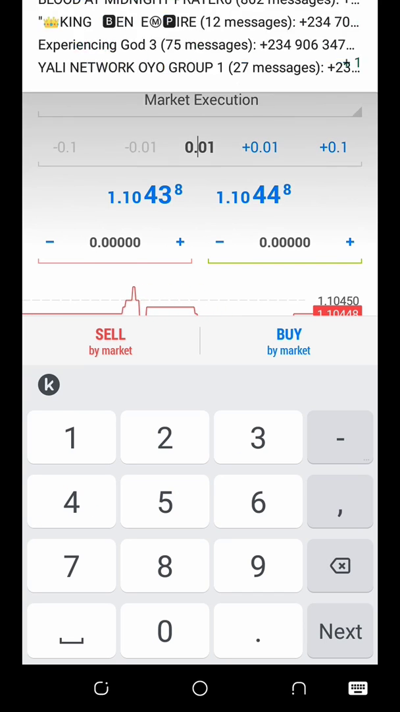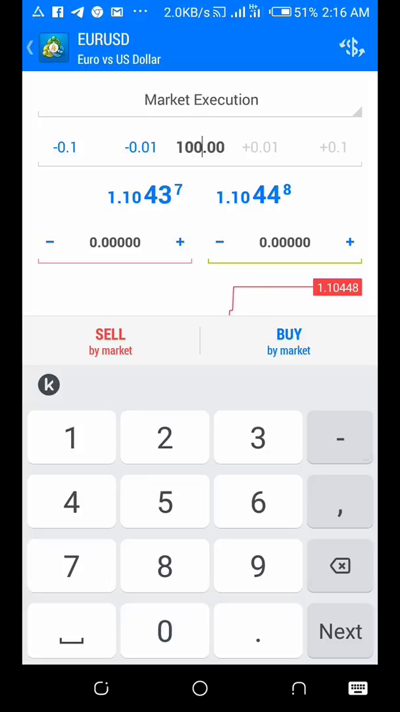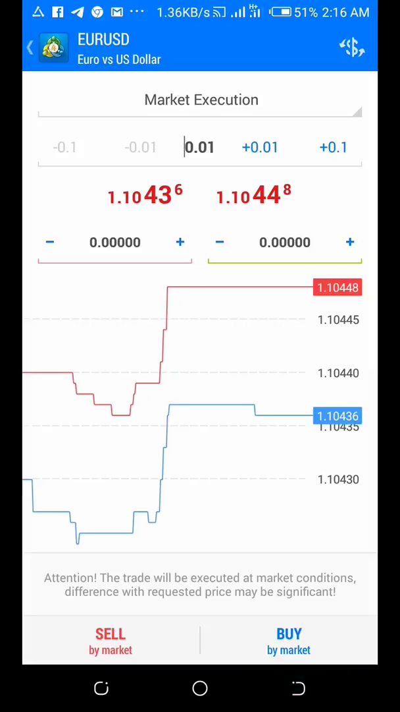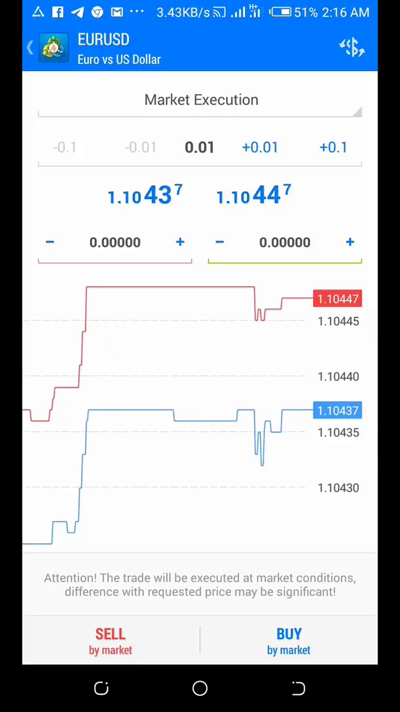0.1 is 37 cents. And if I use 1.0, that is 370 cents. If I use 10, that is 3,700. If I use 100, that is 37,000 cents. So that is lot size. That is how you place your lot size on a trade.